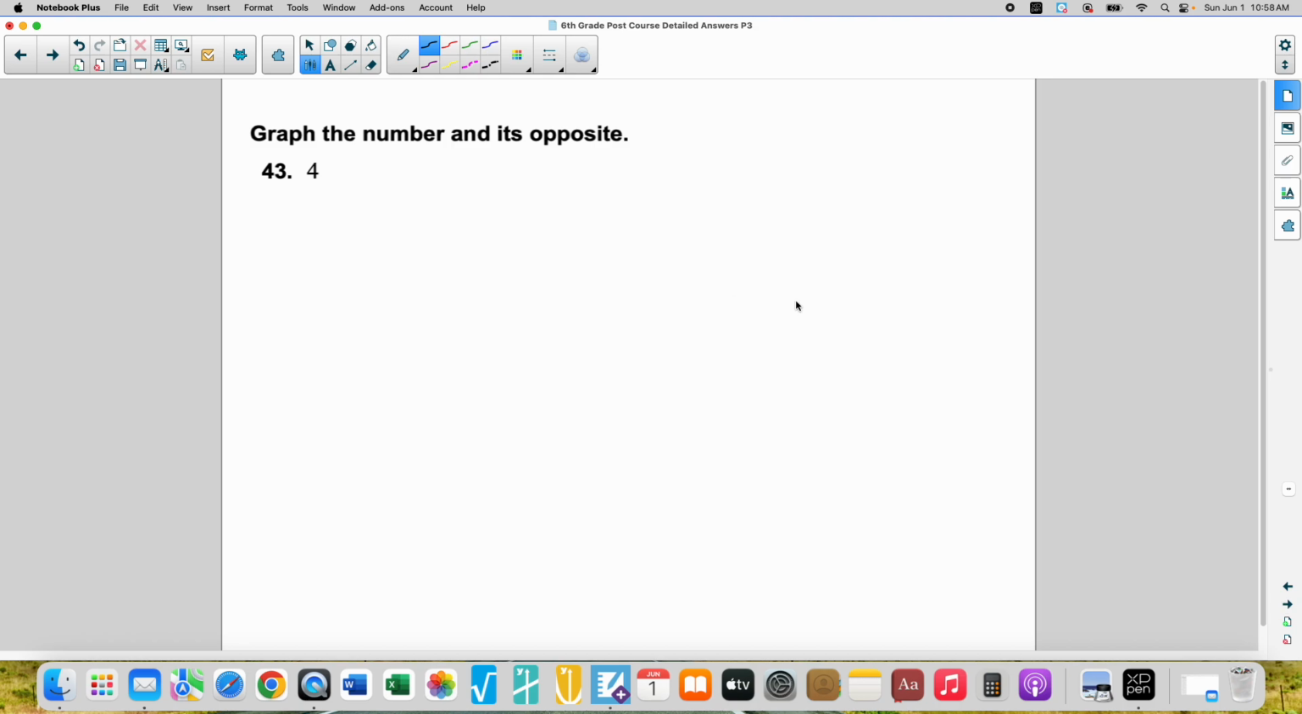Graph the number and its opposite. We always do the number line like this. We always place 0, 1, 2, 3, 4, and -1, -2, -3, -4. So if we graph it, we have to put a dot above the graph. This is indicating which number we are graphing. Numbering it or labeling it is not graphing.